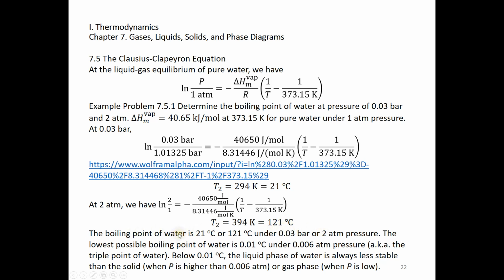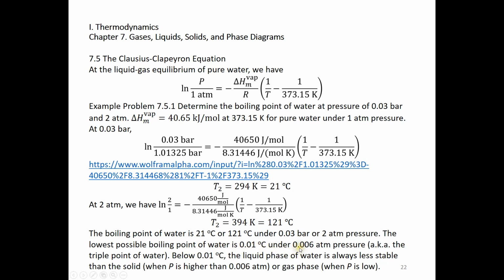Again, the boiling point of water is not just 100 degrees Celsius. It is 100 degrees Celsius under 1 atm pressure, but actually the boiling point of water can be within a very large range. The boiling point of water is 21 degrees Celsius under 0.03 bar pressure. The boiling point of water is 121 degrees Celsius under 2 atm pressure. What's the lowest possible boiling point of water? It's actually 0.01 degrees Celsius.